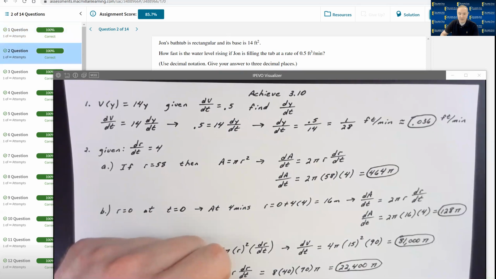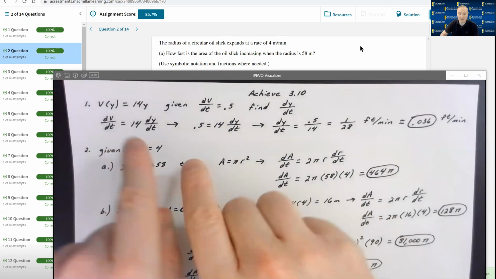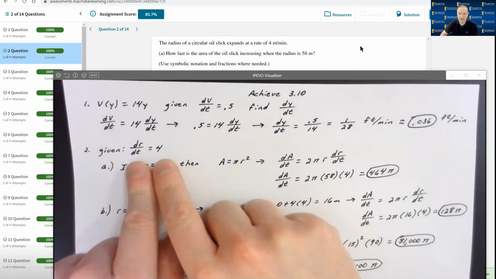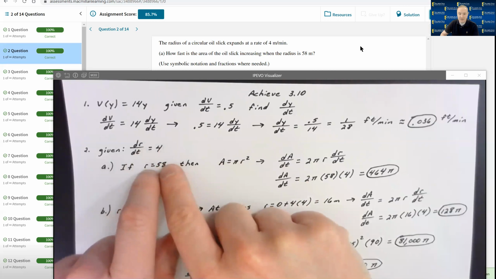For the next question here, let me move this up out of the way. So this one had part A and part B. I'll just look at part A for now. It says the radius of a circular oil slick expands at a rate of 4 meters per minute. We're supposed to find how fast is the area of the oil slick increasing when the radius is 50 meters. Okay, so I know that the change in the radius with respect to time is changing at a rate of 4 meters per minute. I just go ahead and use 4 for my formulas.